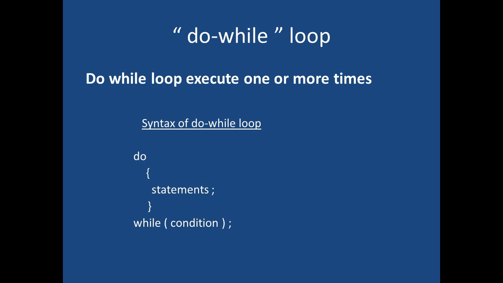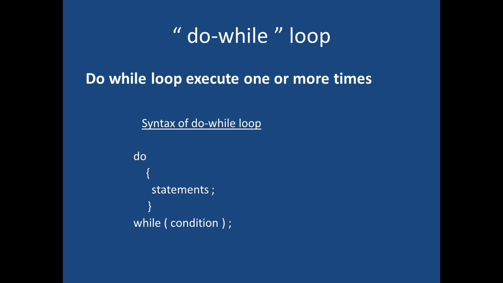The third type of loop, do while loop. Do while loop executes one or more times. One or more times means the do while loop executes statements at least once. The minimum cycle of do while loop is one time, and it may be more times, but the minimum cycle is one time.